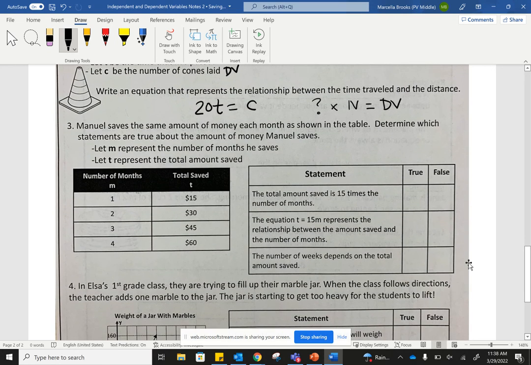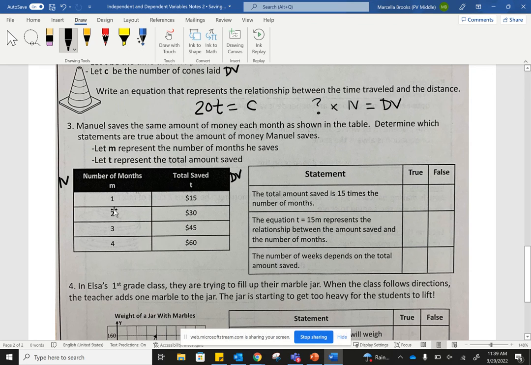So here we go. Manuel saves the same amount of money each month as shown in the table. Determine which statements are true about the amount of money that Manuel saves. M represents the total number of months. We know that months is time, and that makes this the IV. So the number of months is the independent variable. T represents the total amount saved. Again, money is normally the DV, so the DV is money saved.